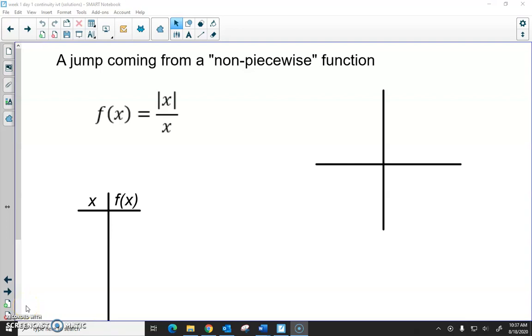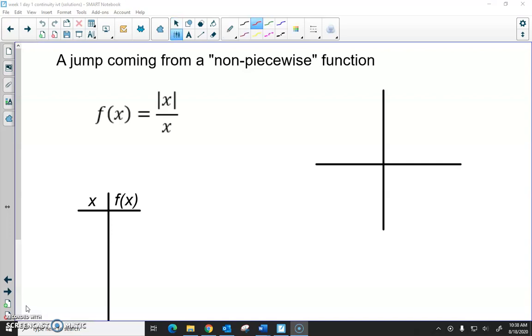All right, so while most jumps occur when we have a piecewise function, there is another type of function that can create a jump that we want you to be aware of. And that's going to be a function where there's an absolute value involved within the fraction. So a basic example is f of x equals the absolute value of x over x. Now, imagine taking away that absolute value. You would have x over x, which would always just be 1.